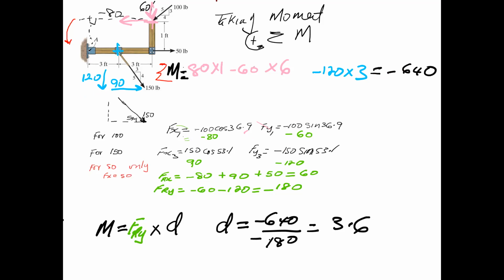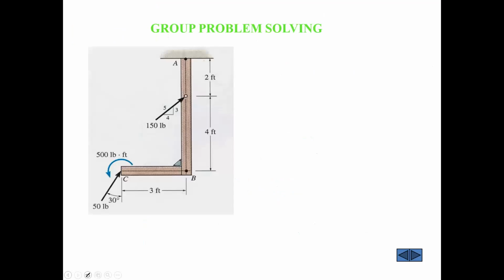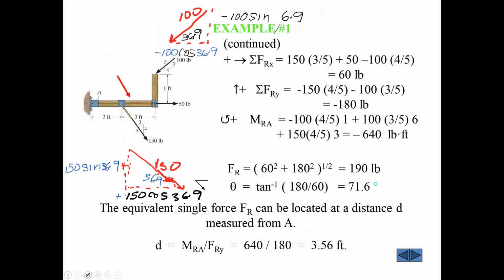Once you get that, you are going to apply your equation here. Moment is equal to FRy times d. FRy was what again? FRy was 180. So it's 640 divided by 180. So you get 3.6. So wherever 3.6 is, that force is going to hang off right there. I think it's on the slide somewhere. So it's hanging off right here.